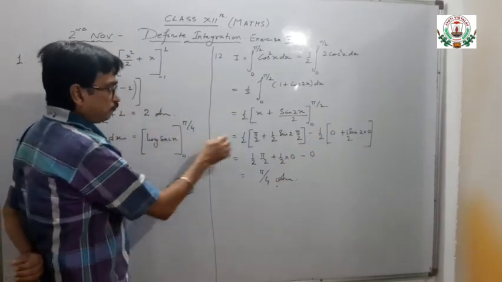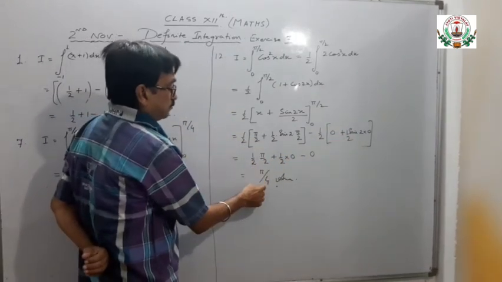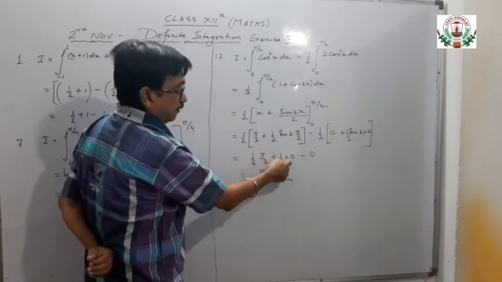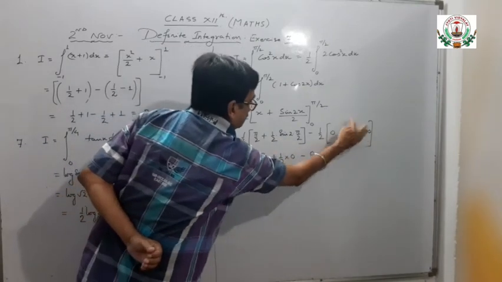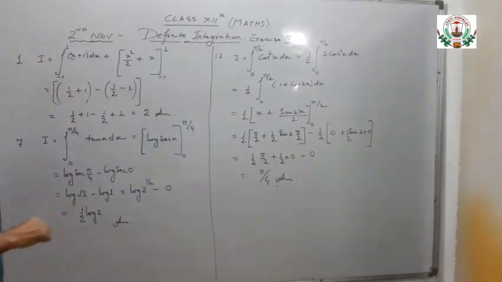So 1 by 2 into pi by 2 becomes pi by 4. The value of sin pi is 0. This complete function will become 0. So our final answer is pi by 4.